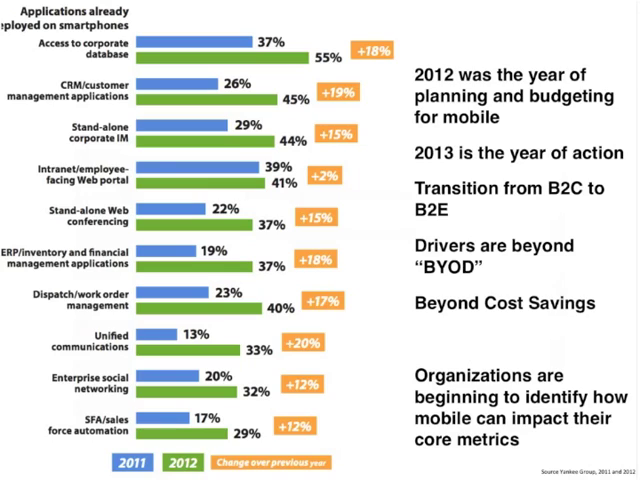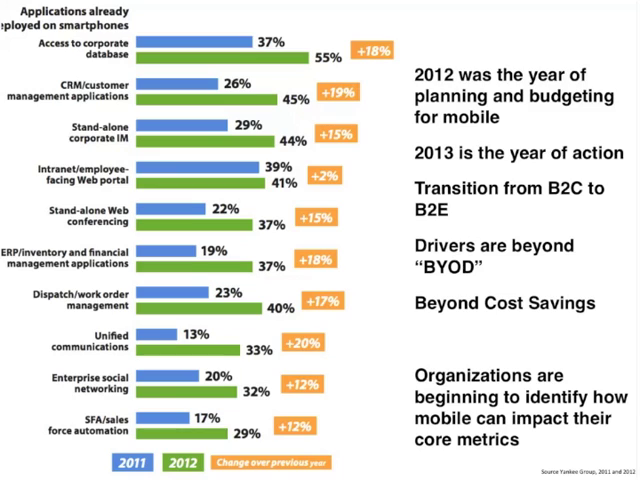Internally, however, we're seeing a little bit of a different trend. This is a Yankee Group report that was just recently released at the end of 2012, and also in 2011, about where applications are being built behind the firewall. For us, we saw 2012 as the year for planning and budgeting for mobile. We saw a lot of organizations that really wanted to understand and identify where they could take advantage of some mobile opportunities, but it just wasn't in the budget.